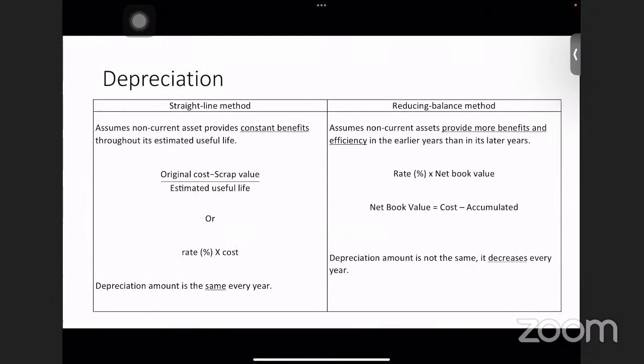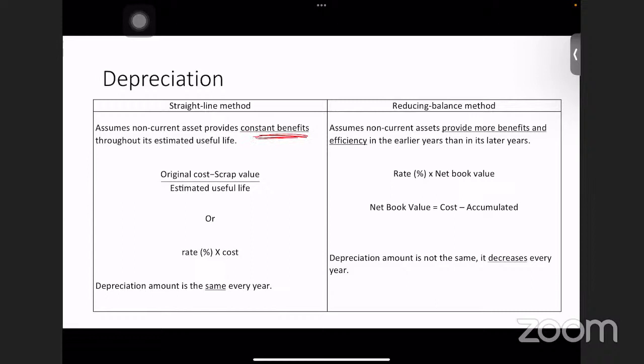Okay, so depreciation, two types of method. First one, straight line, and second one, reducing balance. So there are more than these two methods, but in this syllabus, we're only learning these two. Okay, so straight line will be the most straightforward one. Okay, so we will assume that we provide constant benefits.